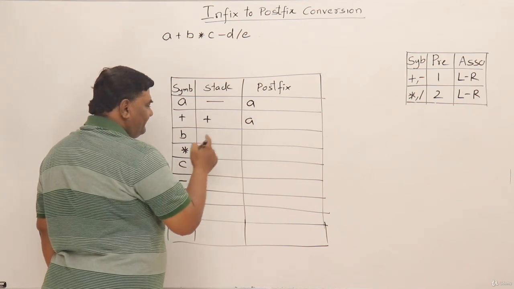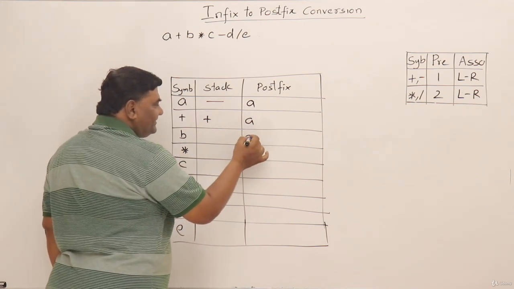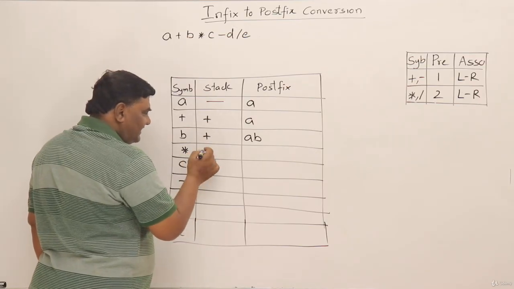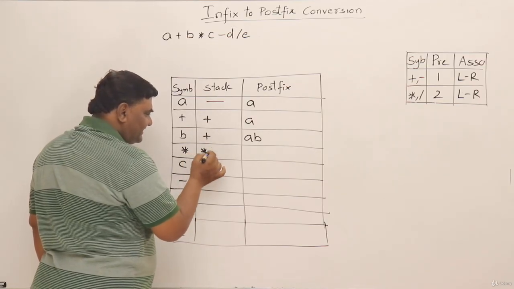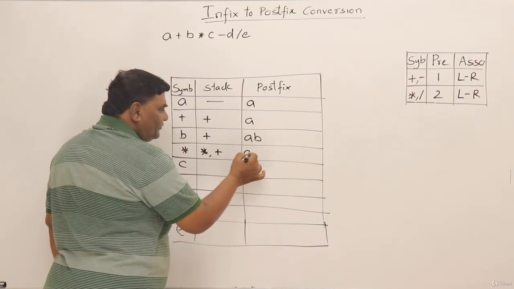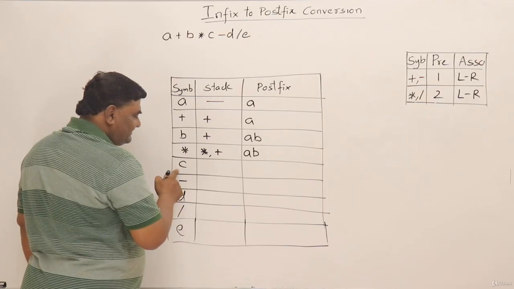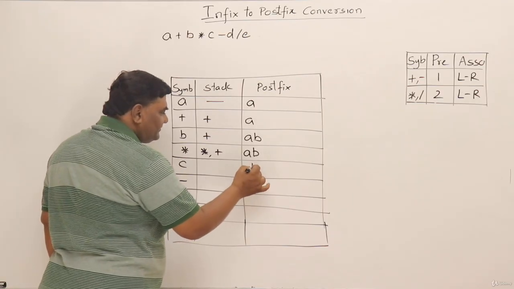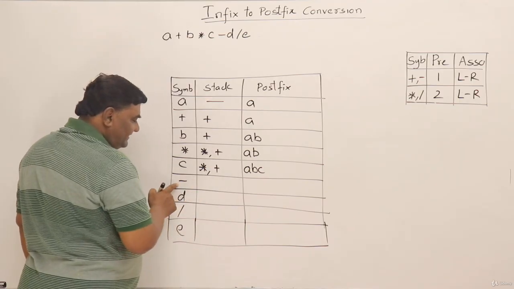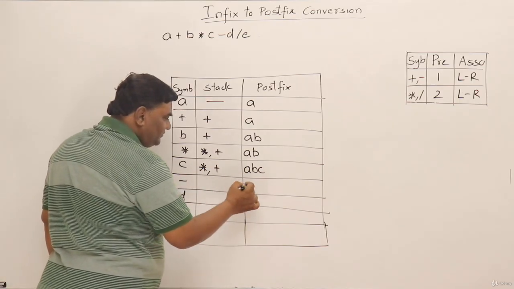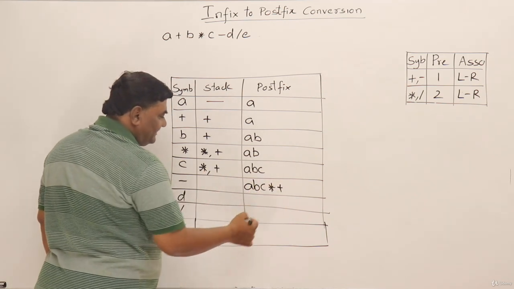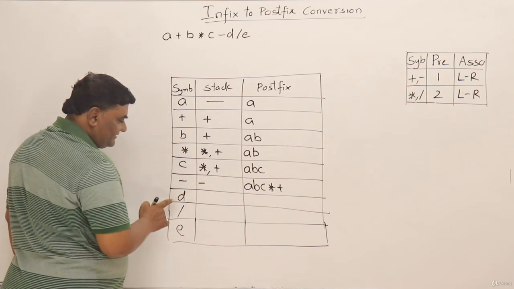So postfix remains the same. B, it's an operand, so this will go into postfix, and the stack contains just plus. Then star is pushed into the stack. So first star will be there, next plus will be there inside the stack from the top. And the postfix is the same thing, AB. Then C, it's an operand, so this goes into the postfix, and the stack contains star and plus. Then minus, when it is minus, this star will pop out and it will be added to postfix. Then plus is also popped out and added to postfix, and minus is pushed into the stack.